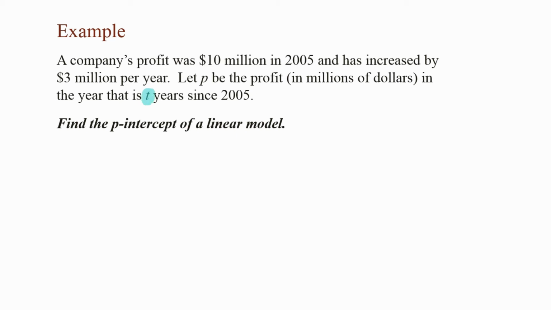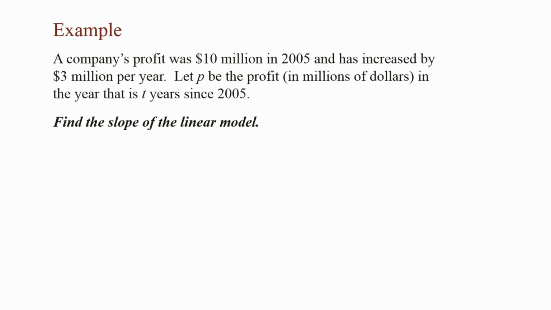T years is our independent variable and profit P is our dependent variable, which means when we start off with $10 million in 2005, that's the P-intercept of our linear model. So P equals 10.